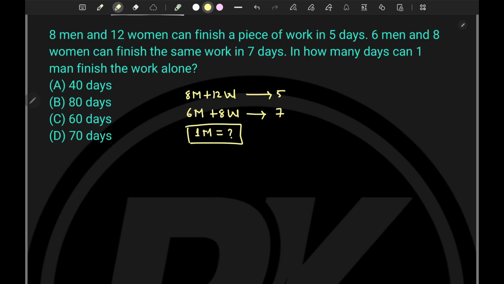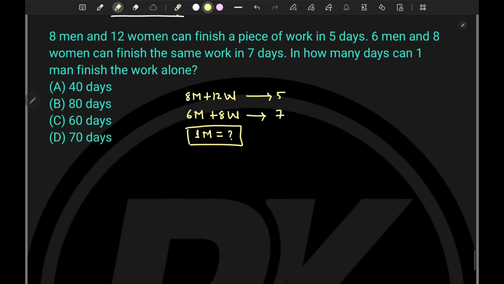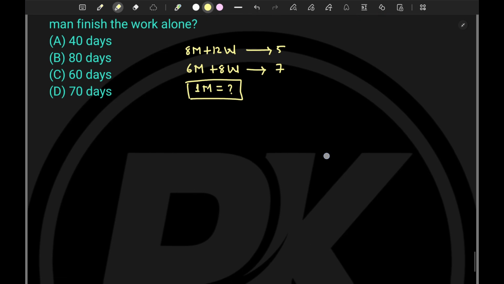The problem statement is clear. So now here, as the type says, it's a group work. Here maybe a boy and a girl working together, or a group of boys and a group of men, or boys, men, women working together. So the type of problem or the way of asking a question might be different, but the solving approach is similar.